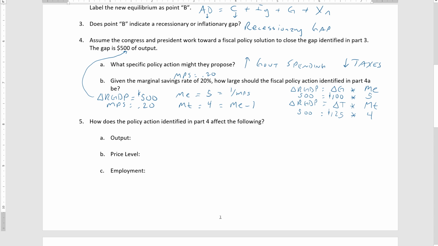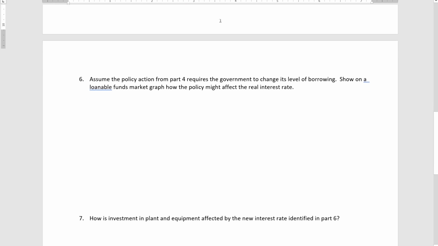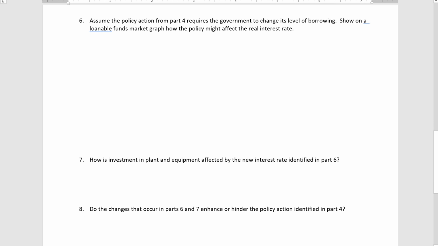So what would all that do? That would increase our output because aggregate demand would shift to the right. That would also increase our price level, and it would increase the employment in the economy. All right? Now, that's not all, though. Number 6, assume the policy action from Part 4 requires the government to change its level of borrowing. Show on a loanable funds market graph how the policy might affect the real interest rate.